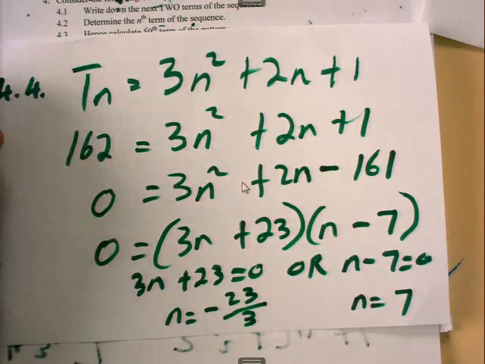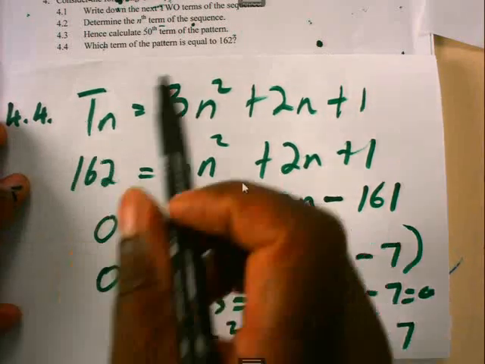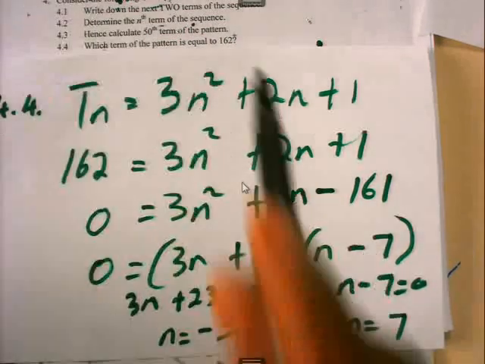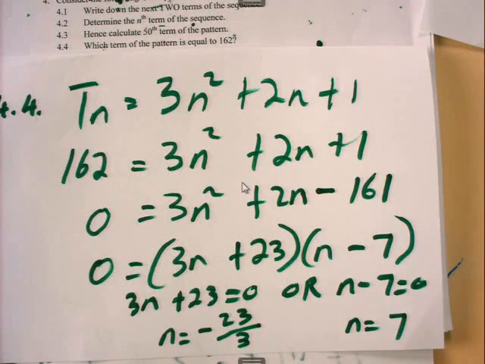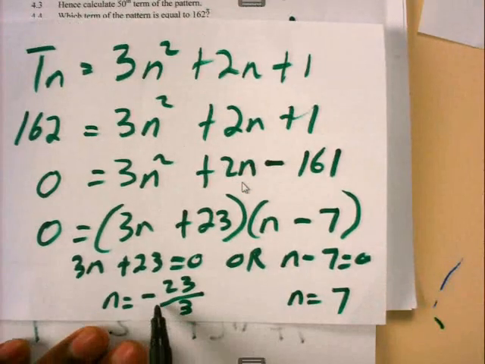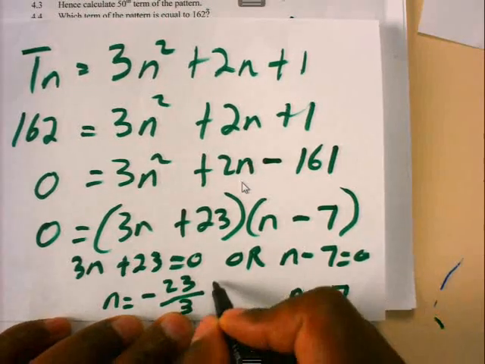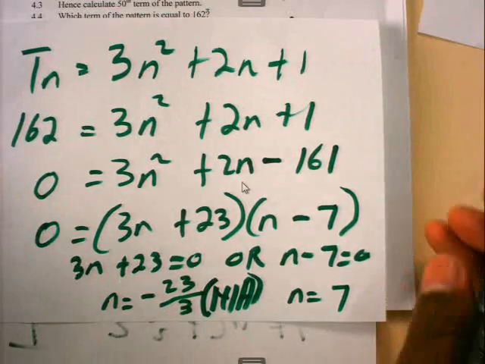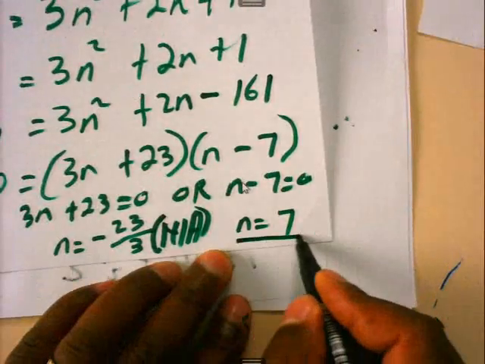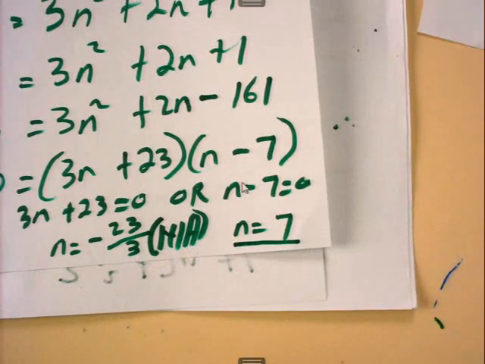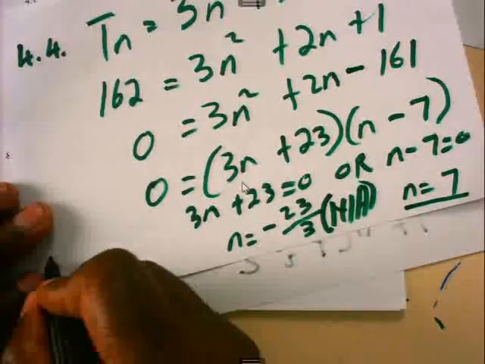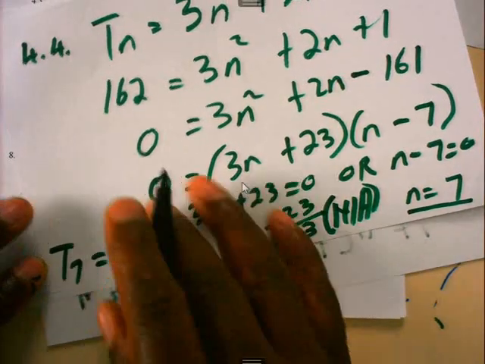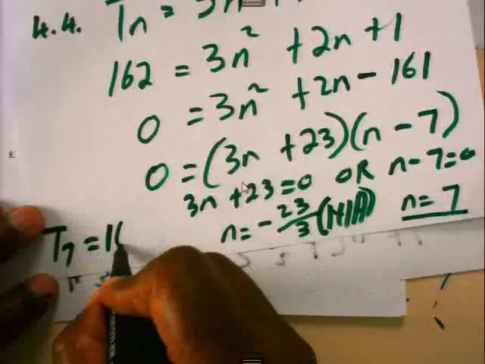But then the question states, which term of the pattern is equal to 162? n in this case indicates the position of a term in a sequence. So we can never have a position as minus 23 over 3. It doesn't make sense, so you rule it out. It's not applicable. The only solution here is n equals 7, meaning term number 7 is the one that is equal to 162.